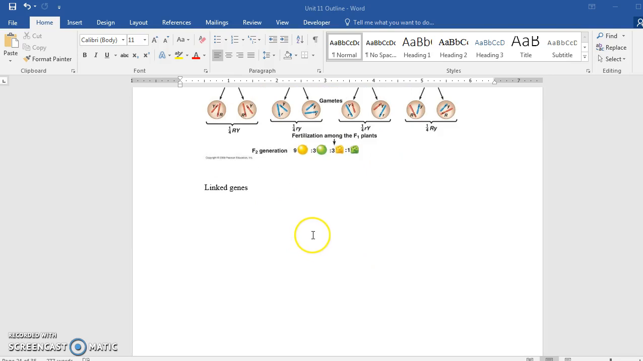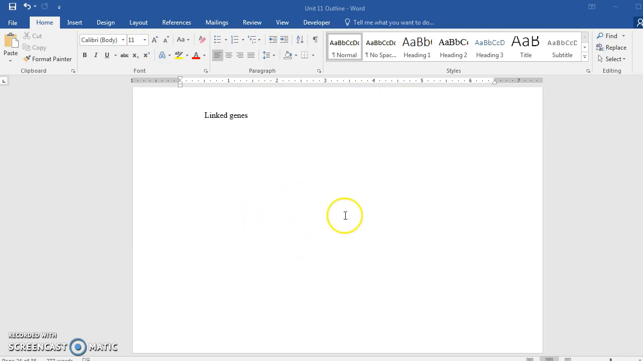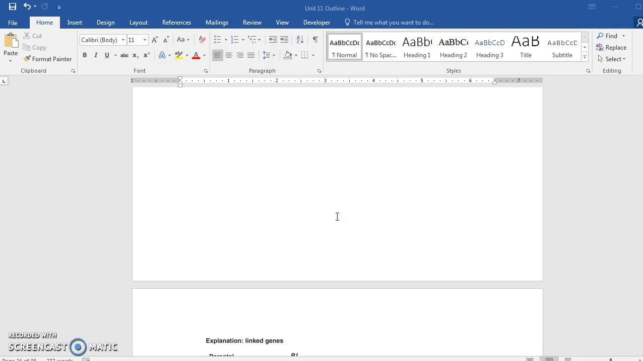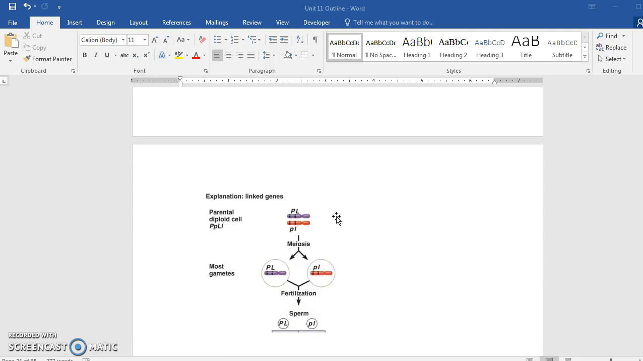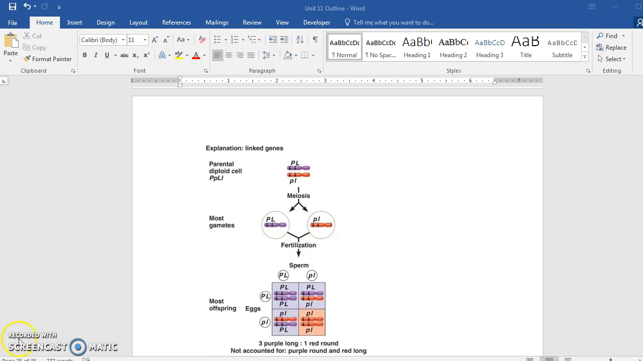Linked genes add a new dimension to heredity, because so far we've thought about alleles on different chromosomes separating independently. But if the genes are linked on the same chromosome, they don't separate, they stay together. And that's what this illustration is trying to show. In this illustration from the text, we can see an explanation of linked genes. There's the purple flower color and long pollen, two genes that are found on the same chromosome, and red color and short pollen found on another chromosome. Now, these are homologous chromosomes, so they have the same characters coded for on each one.